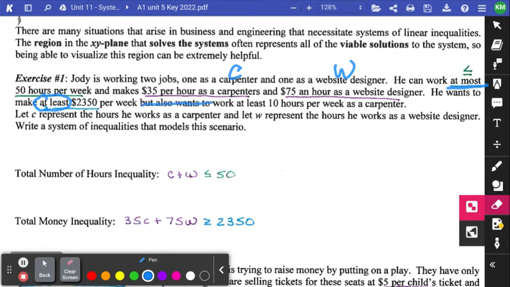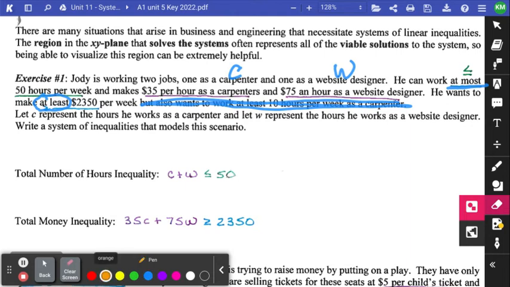Don't worry about this for now. That's going to come in if they ask us an extra question. So let C represent the hours he works as a carpenter and W represent the hours he works as a website designer. Write a system of inequalities.